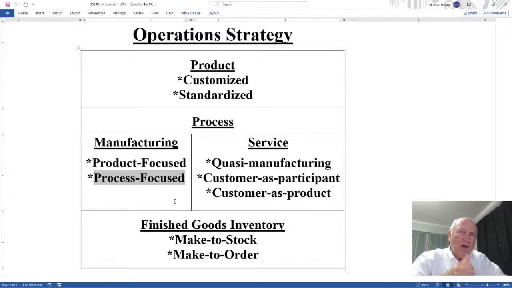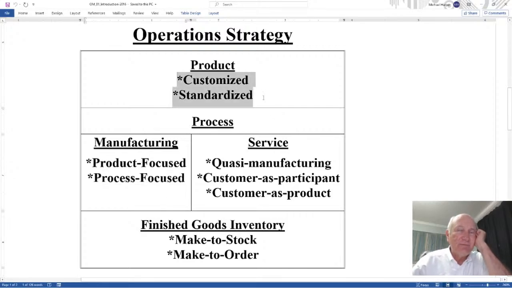So high quality, product variety. Usually those are the characteristics of process focus. Now, just as these designs can be combined, these designs can be combined for manufacturing process design.